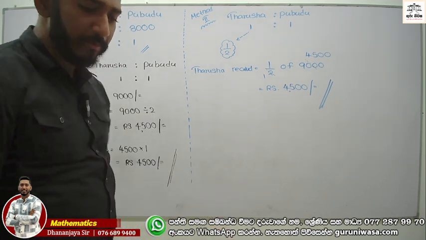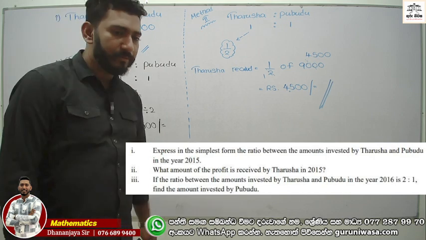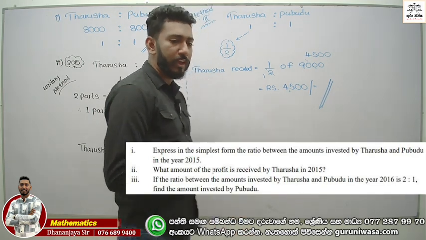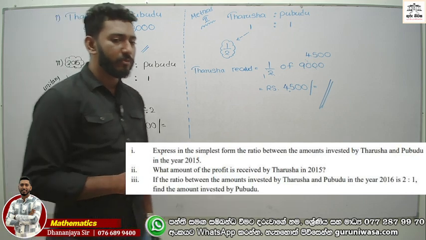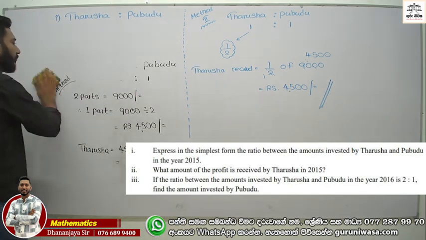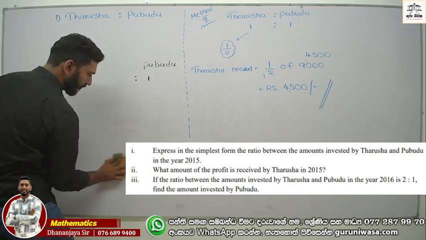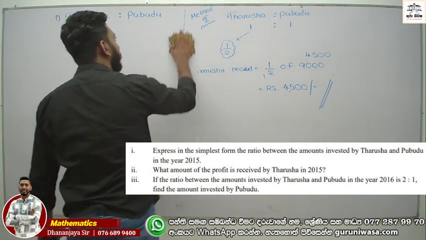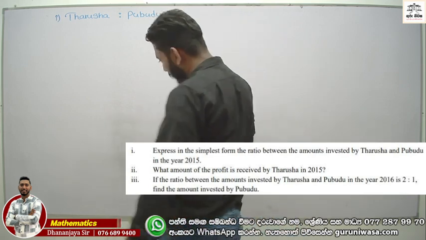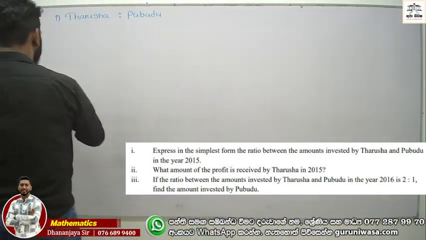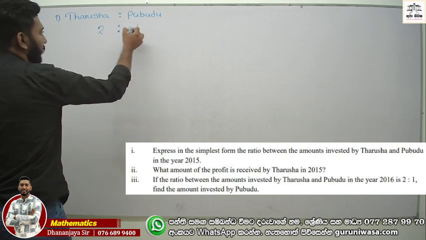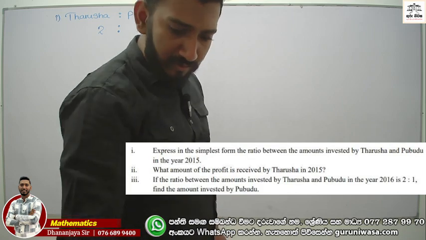Right. That's the time. Now question number 3. If the ratio between the amount invested by Tarusha and Pubudu in the year 2016 is 2 to 1, right? Tarusha and Pubudu, 2 to 1. The question is, find the amount invested by Pubudu.